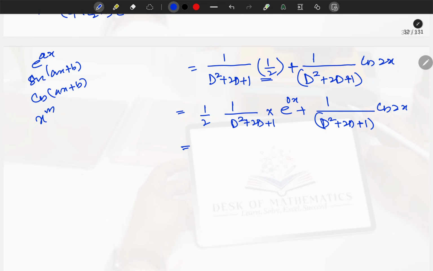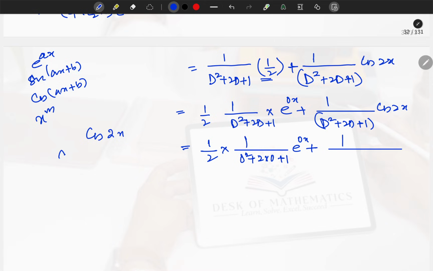Now when you have ax, you have to replace D by a, so it will be 1 by 2, and D here is 0, so 0 squared plus 2 times 0 plus 1, that is for 0x, plus now you have to replace for cos of 2x, that means a is equal to 2, minus a squared will be minus 2 squared, or minus 4. So you have to replace D squared by minus 4.